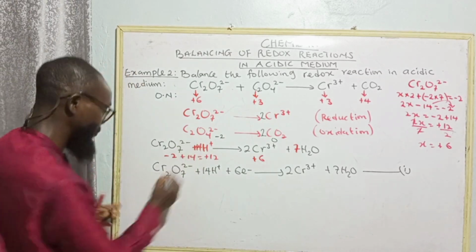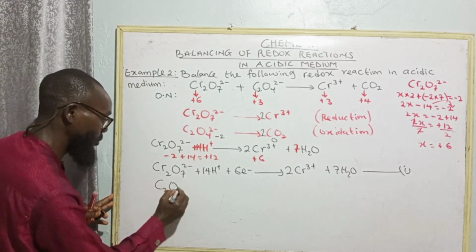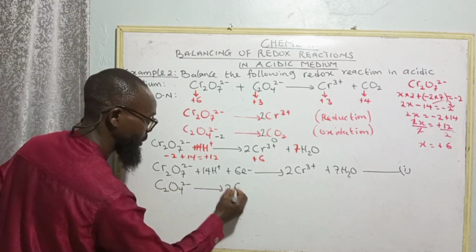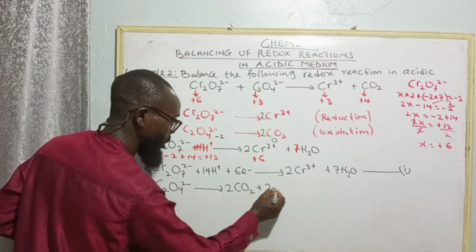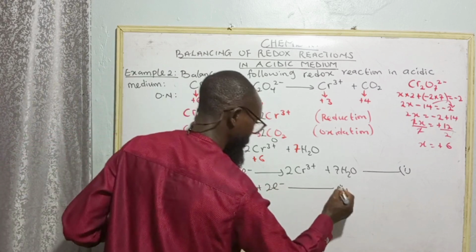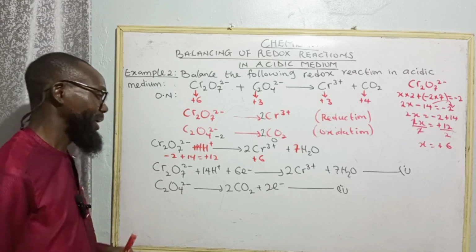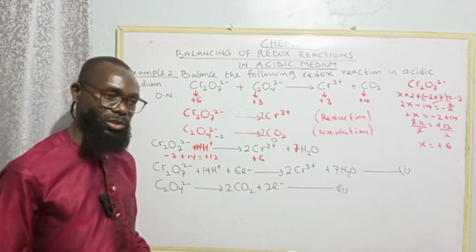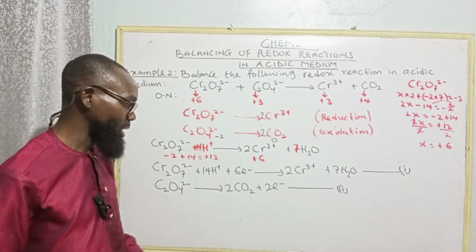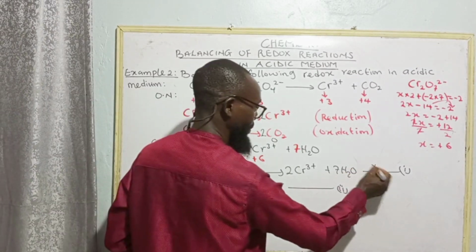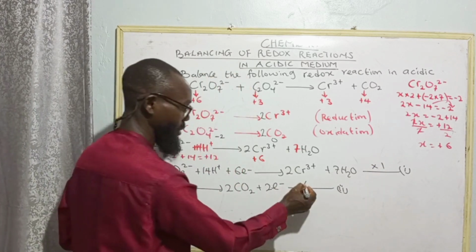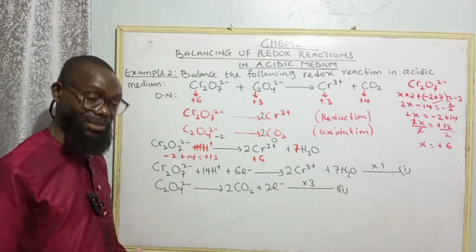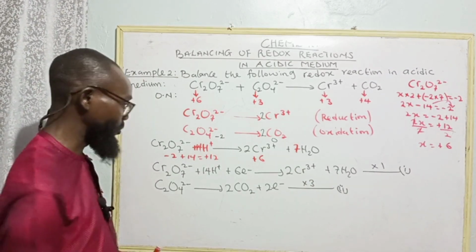Here we are going to have C2O4 2 minus moving to 2CO2 plus 2 electrons. Equation 2. Fine. Now, my equation 1 is having 6 electrons. My equation 2 is having 2 electrons. To make them equal, I can multiply equation 1 by 1 and equation 2 by 3. If I multiply this one by 3, I will definitely get 6 electrons. So let us move on.